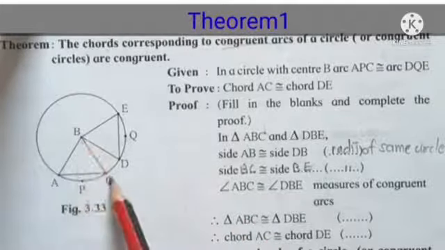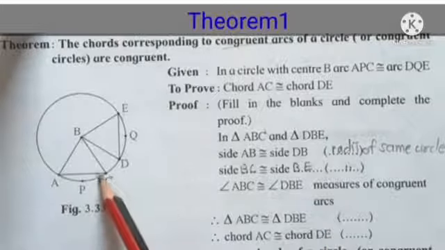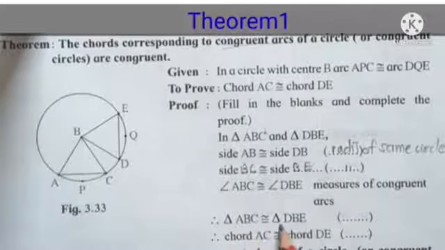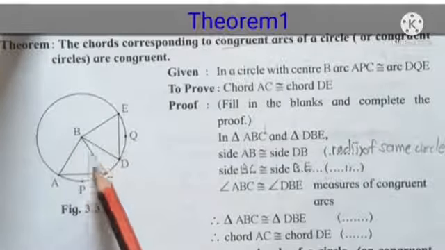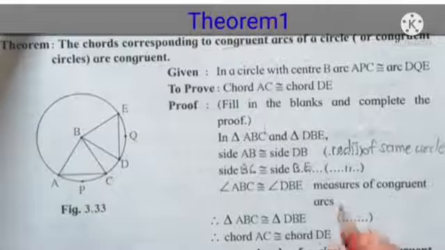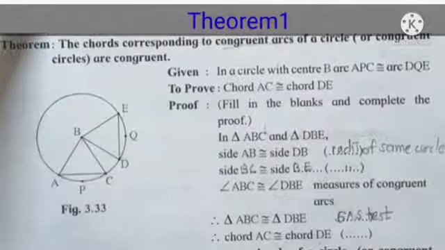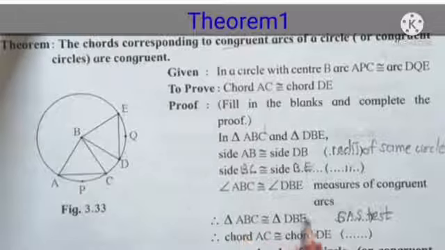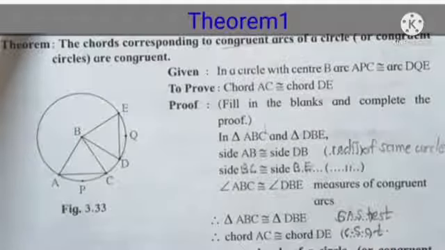Angle ABC is congruent to angle DBE because measures of congruent arcs. If the arcs are congruent, then the central angles are congruent. Therefore, triangle ABC is congruent to triangle DBE by which test? Side, angle and side. So by SAS test, these two triangles are congruent. If the two triangles are congruent, then the corresponding sides are congruent. AC is congruent to DE because corresponding sides of congruent triangles. So here we completed this theorem.